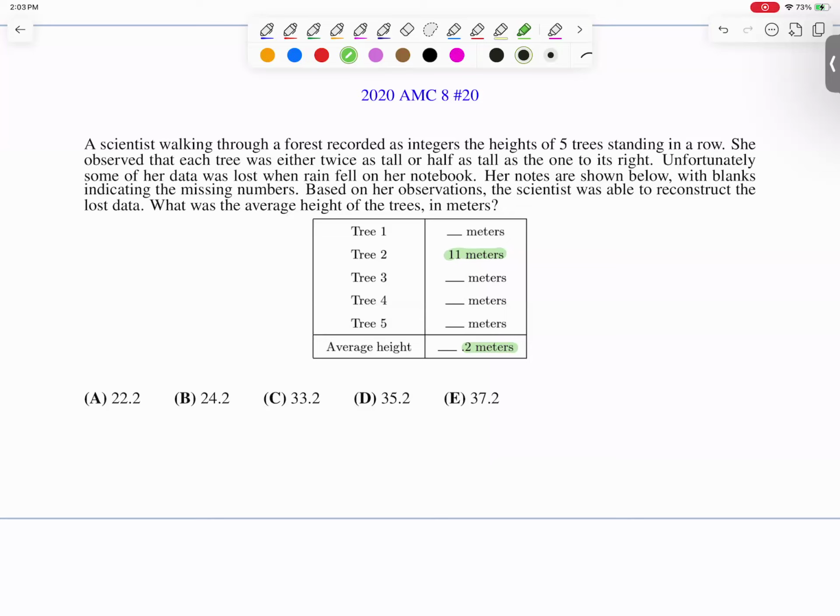The scientist recorded the heights as integers, and she observed each tree is either twice as tall or half as tall as the one to its right. Let's start with the first tree, and the second tree is either twice as tall or half as tall as tree one. It can't be twice as tall, because then the first tree is 5.5 meters, which is not possible. It has to be integer heights. So the second tree is half as tall as the first tree. Therefore, the first tree is 22 meters.